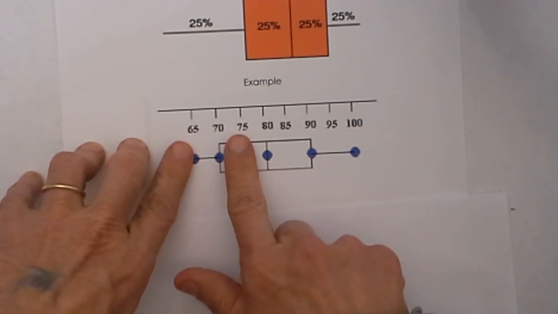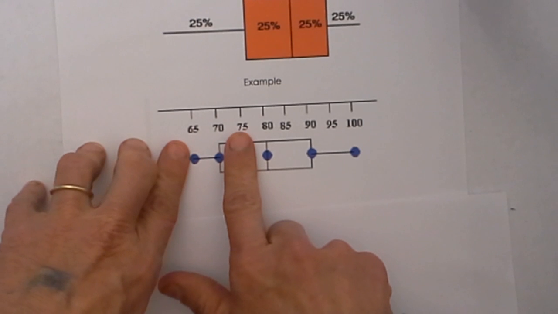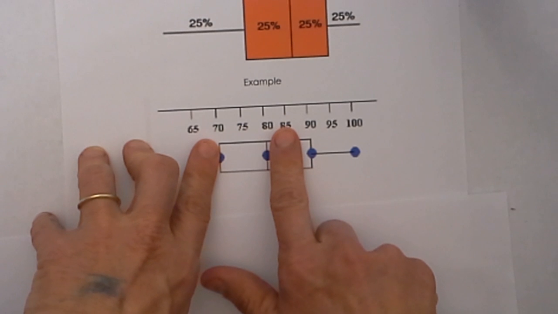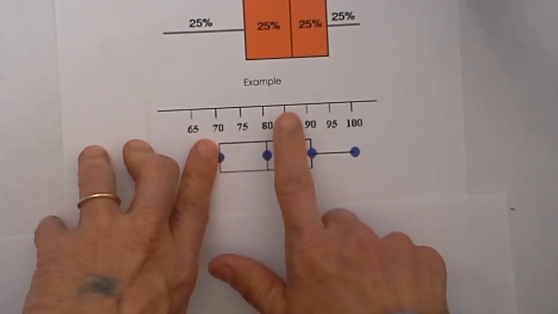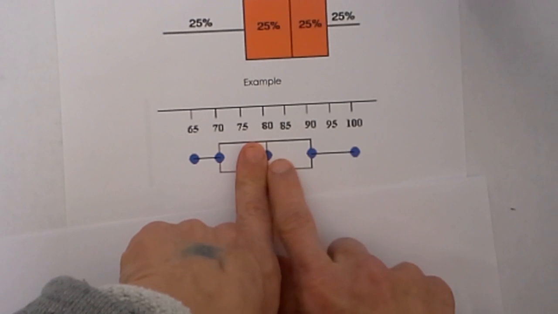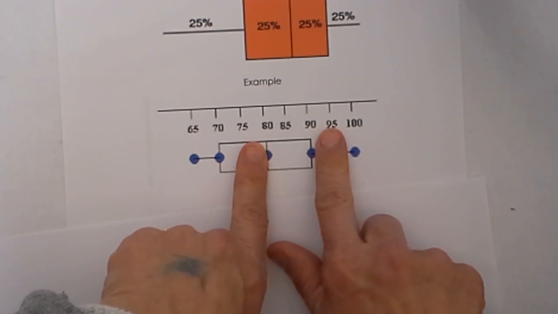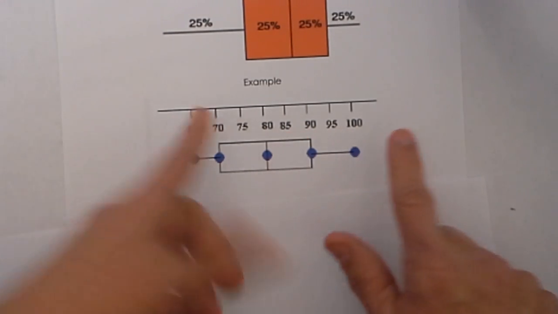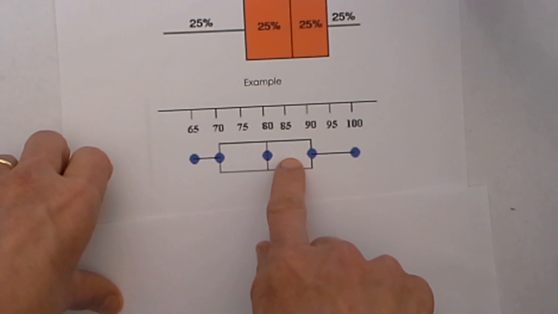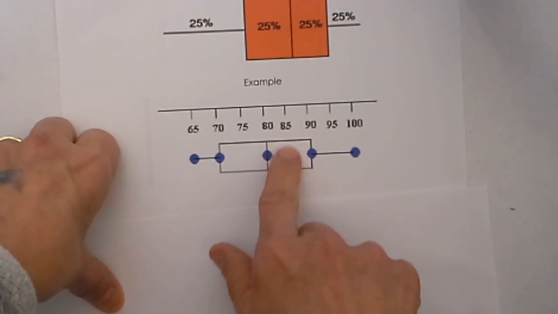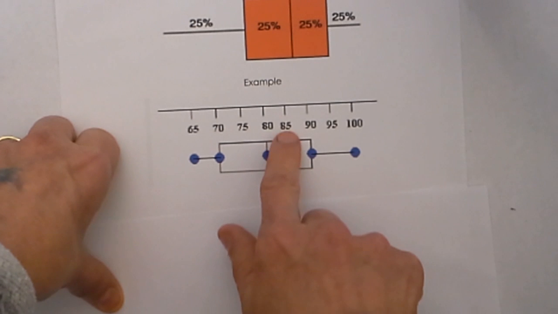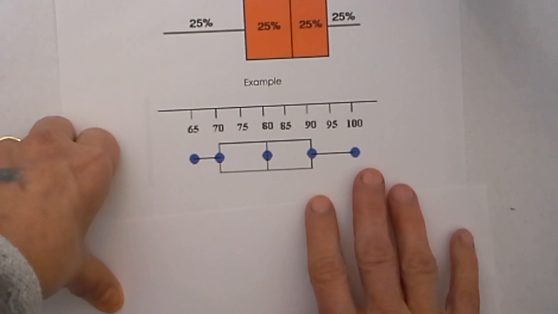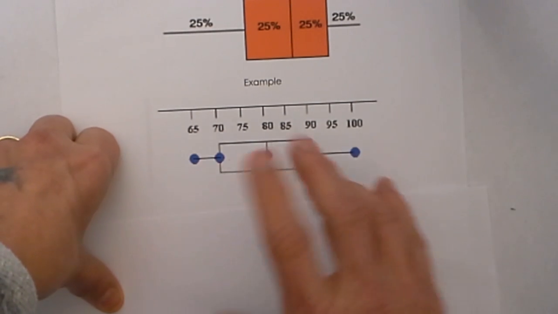Then I know that the lowest 25% of my students' grades fell between 65 and 70. The next 25% of the grades fell between 70 and 80. The next 25% fell between 80 and 90. And the top 25% of the grades fell between 90 and 100. So as a student, if I made an 85, I would know I was in the 3rd quartile, the 3rd group. I wasn't in the top group, but I was above the average, above the median in the class. So that's how you can use box and whiskers to interpret data.